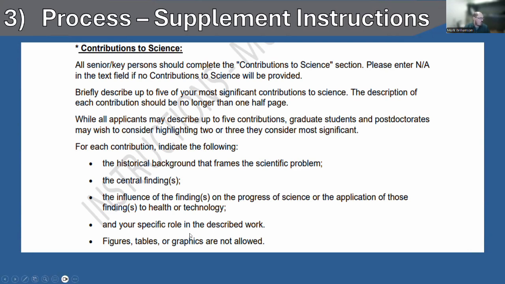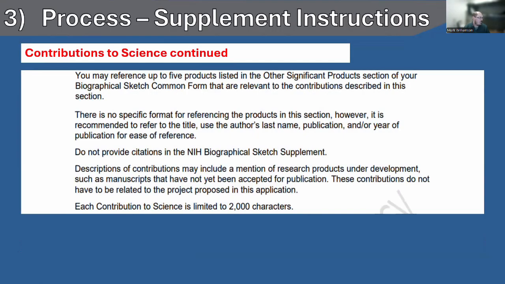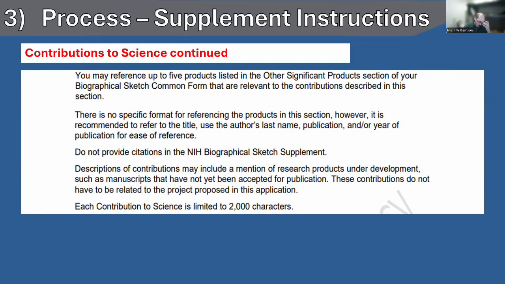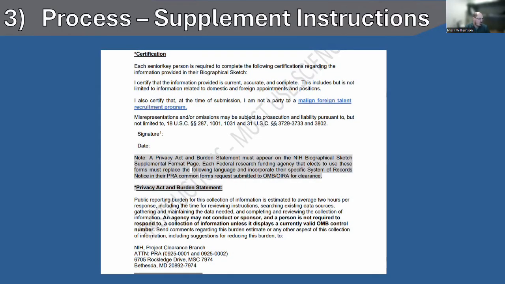And for each contribution, you're going to have the historical background, central findings, influence, and your specific role. This is text only. You can't do figures, tables, or graphics. And you can reference, though you shouldn't be doing any citations. Each contribution to science is 2,000 characters, and I think they talk about them being like a half page somewhere else. So these are essentially the written statements backing up why the contributions to science that you listed in your products are important. And then you have your certification and Privacy Act.